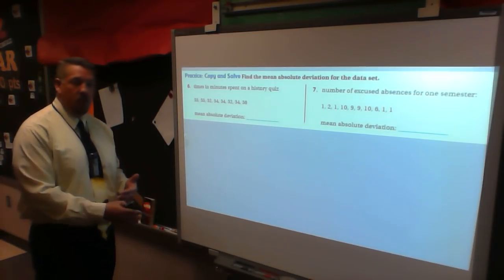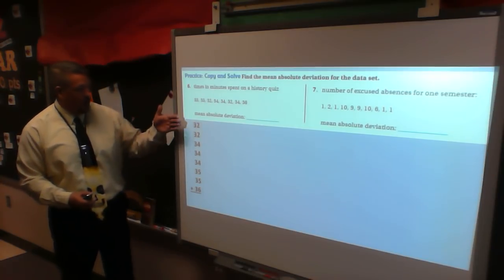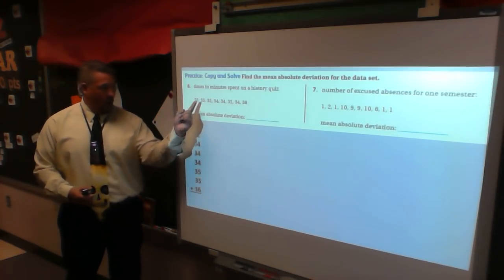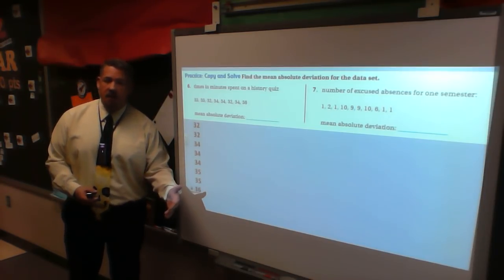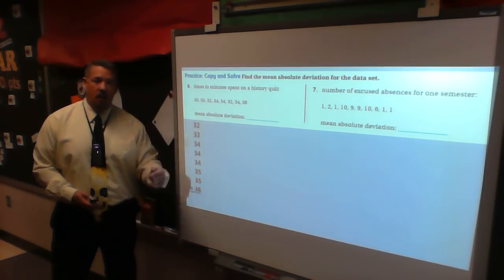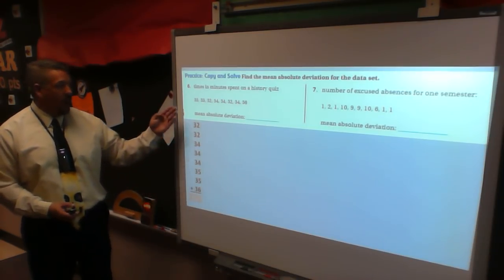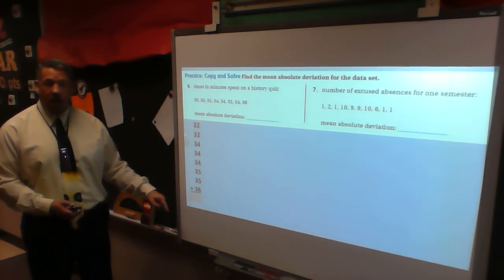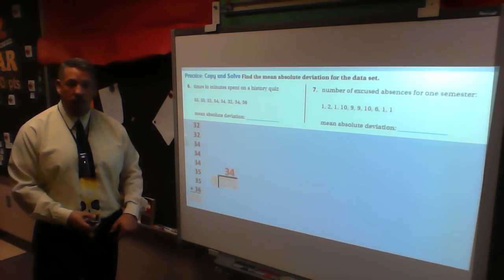So you should be showing me a lot of different work here. First thing you should show me is that you're adding these together, all of these data points, to get my total, then a division problem to find the mean. So the total you should have gotten is 272, and then you should have counted how many there were and divided it. That just gets you to the mean. The mean, therefore, is 34.